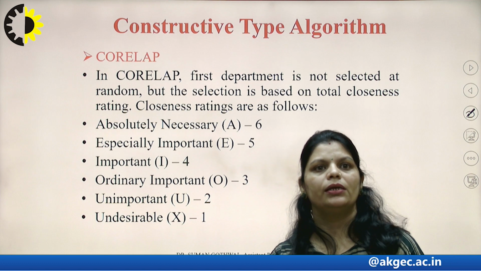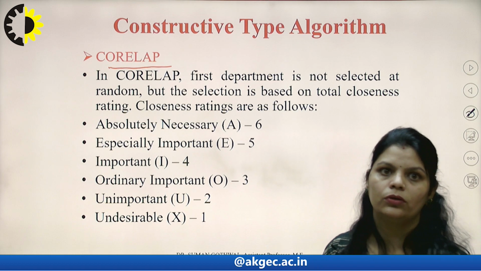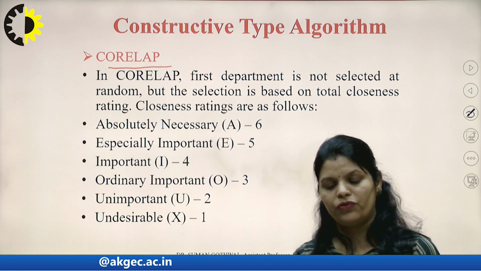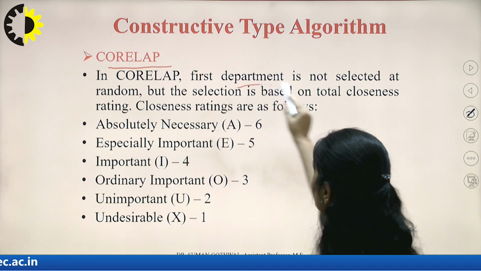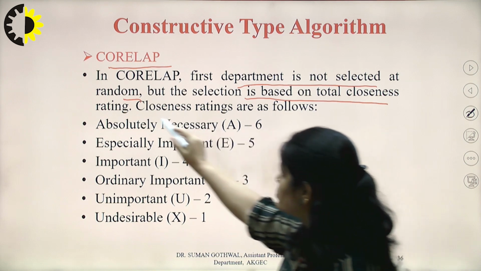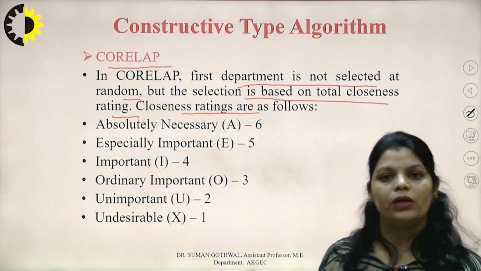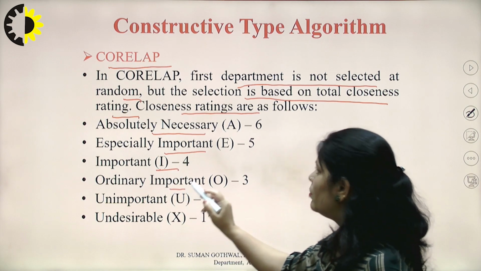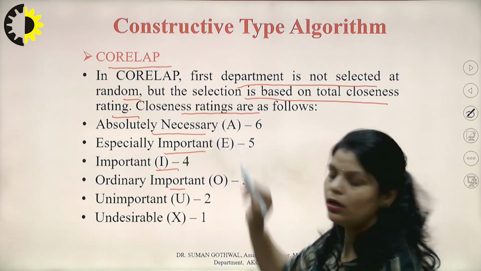After that, we come to the next constructive algorithm, that is Corelab. Okay, so in case of the LDAP, we select first department randomly, but in case of the Corelab, the first department is not selected randomly, but the selection is based on the total closeness rating. And how we will find out the closeness rating? So here we are also using different categories for the closeness rating, but here the numeric value that we assign each category is different.